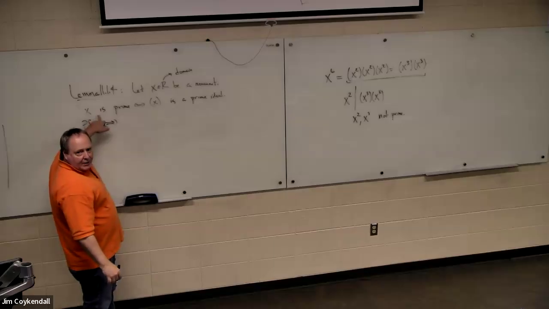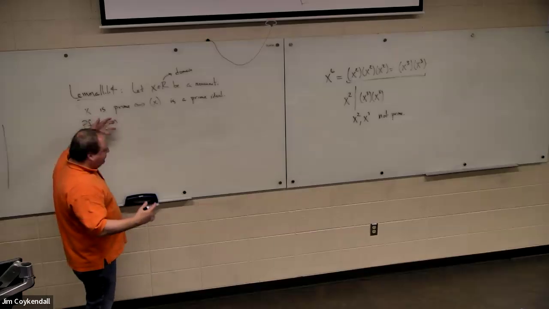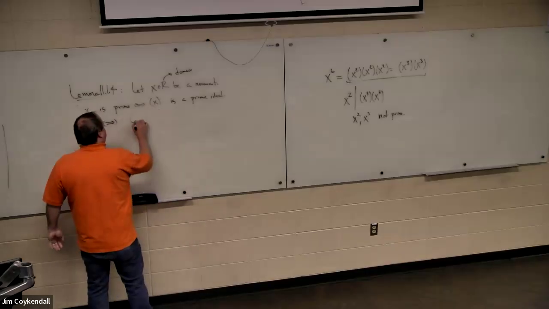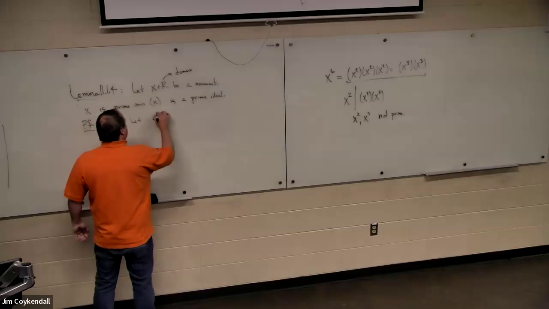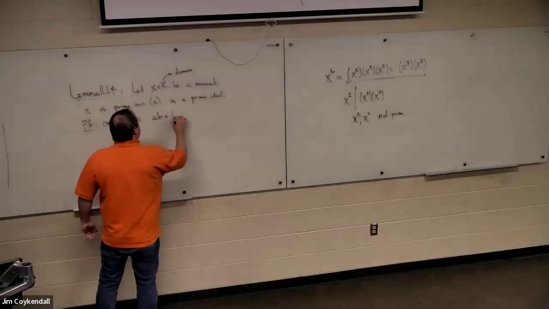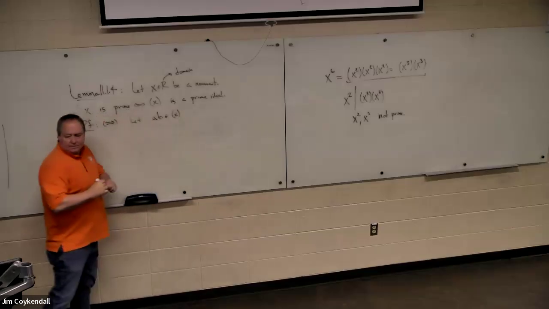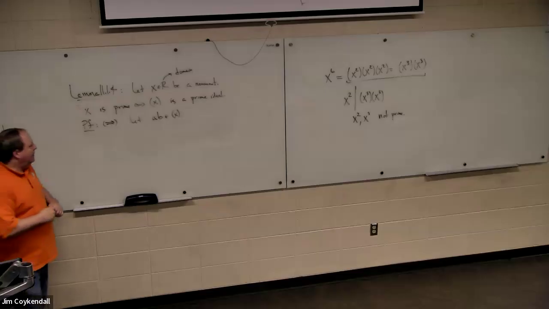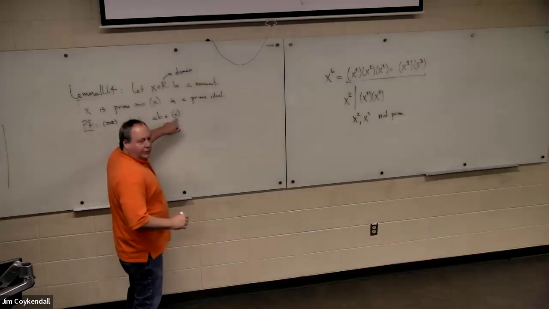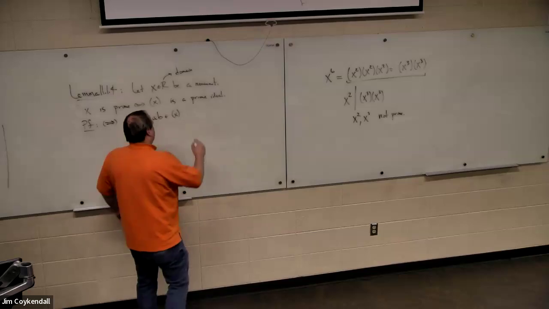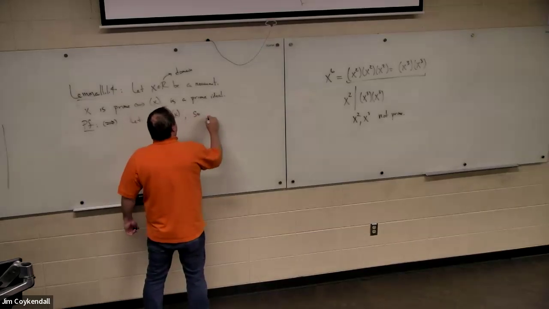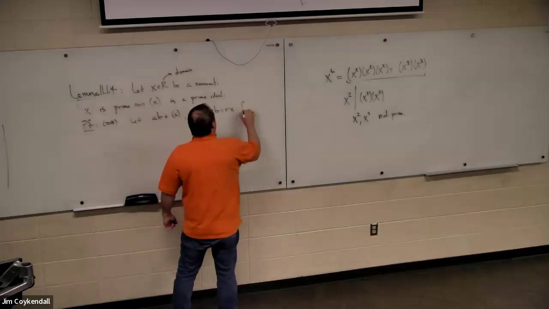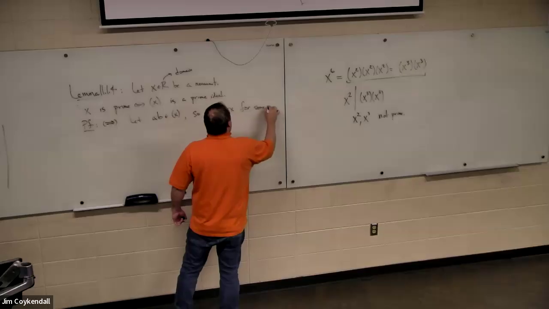Suppose X is prime. So we know that if X divides the product of two things, it has to divide one of the two things. We want to show that the ideal generated by X is a prime ideal. So let AB be in the ideal generated by X. What does this literally mean? Well, the ideal generated by X is just all multiples of X. So this means AB equals Rx for some R in the ring.